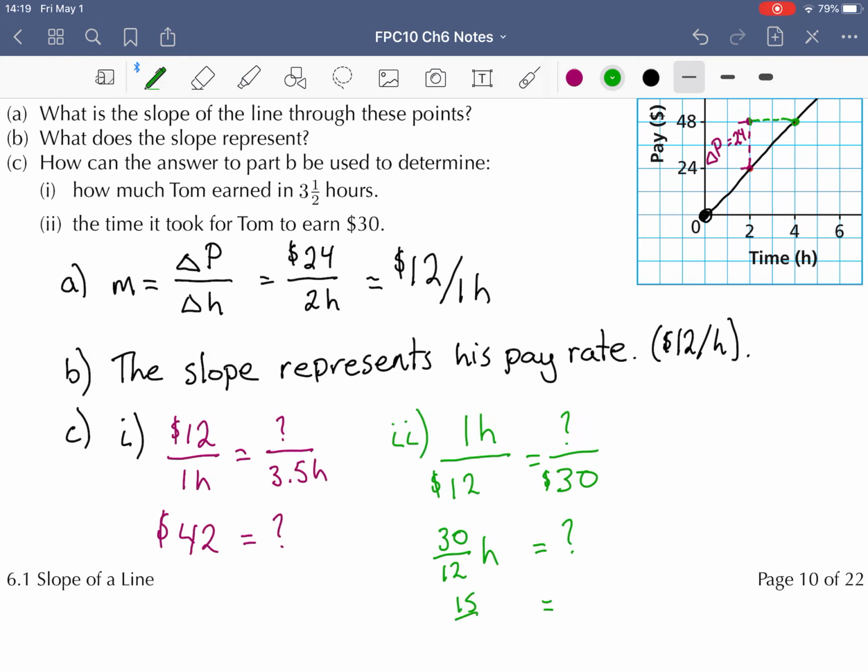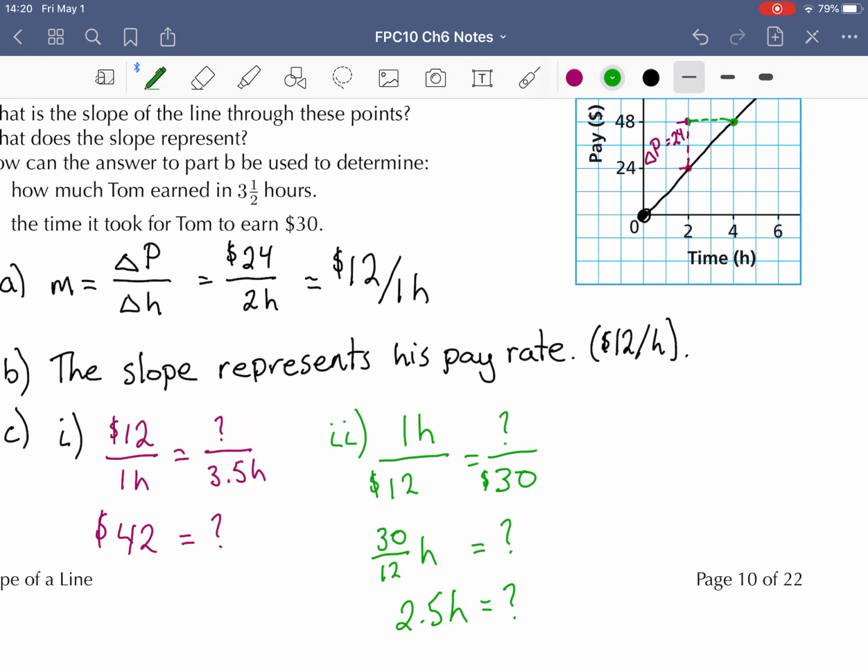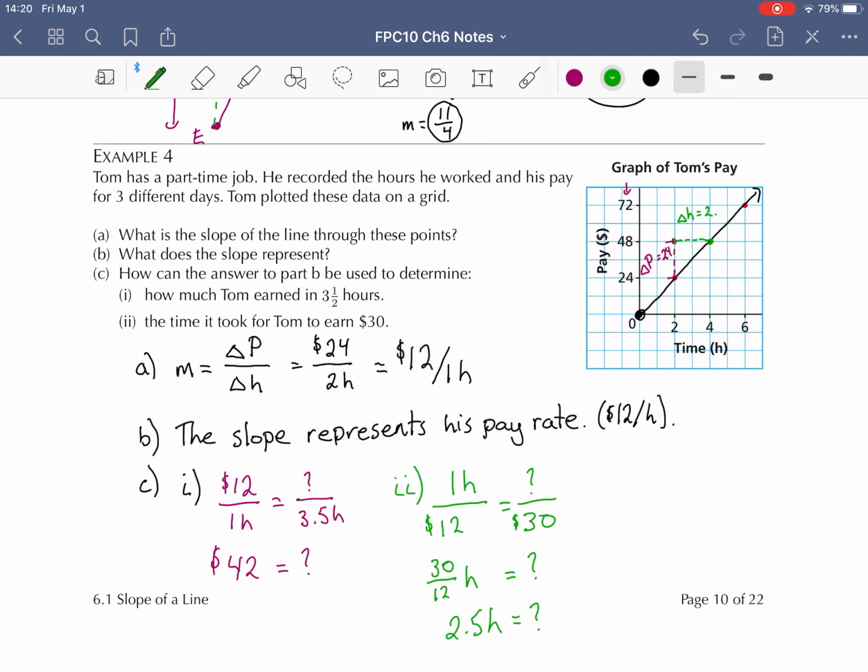Now, some of you might not like 30 over 12 as hours. That's going to be, what, 15 over 6? Sorry, I can divide them both by 6. That'd be nice. Divide them both by 6. I get 5 over 2 hours, which is 2.5 hours. So it takes him 2.5 hours to earn $30.